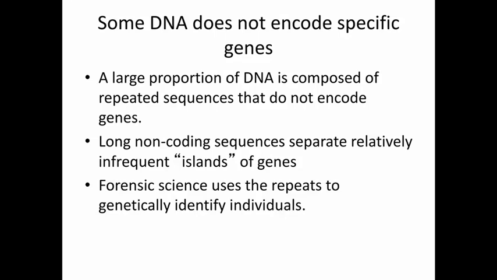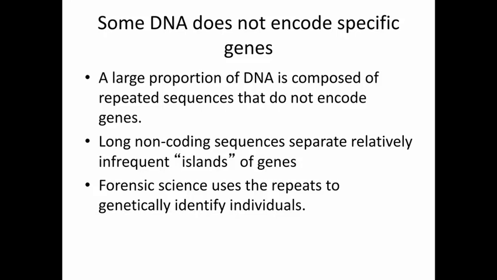So for the most part, your number of repeats, your repeating sequences in your DNA, are inherited from your parents. This is how paternity testing works, and this is how genetic identity works. There are islands of genes, and it's the repeating sequences in our DNA that forensic science uses to genetically identify an individual as matching a sample left at a crime scene, for example.